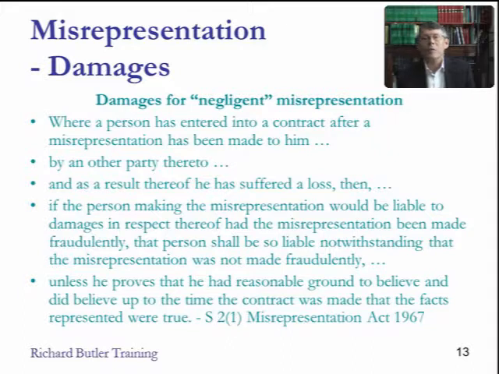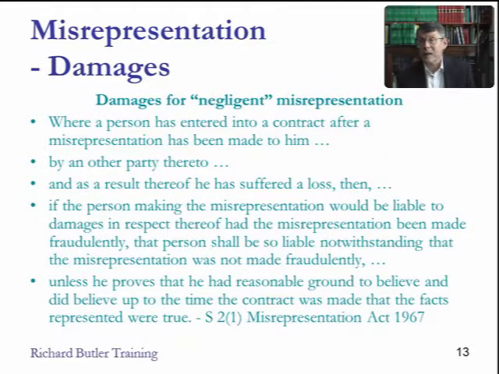Then, if the person making the misrepresentation would be liable to damages in respect thereof had the misrepresentation been made fraudulently, that person shall be so liable, notwithstanding that the misrepresentation was not made fraudulently. So the subsection requires us to consider a hypothetical situation, namely, would the representor have had a liability in the event that the misrepresentation had been fraudulent? If the answer is yes, then the actual representor, even though not fraudulent, will presumptively have a liability.